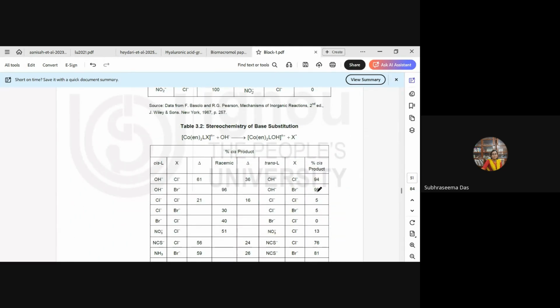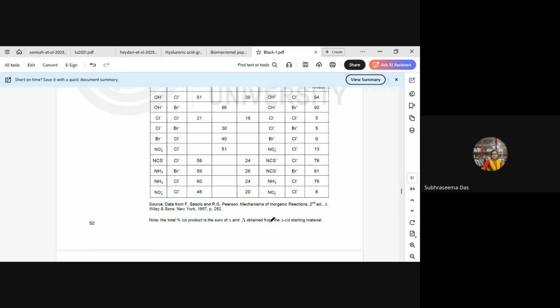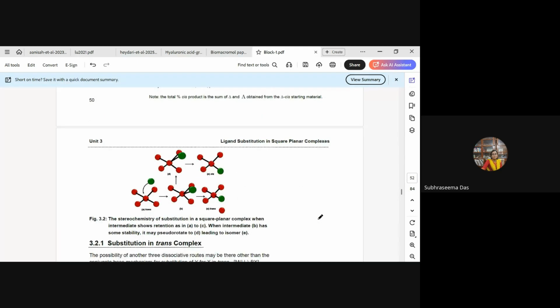Here in table 3.2, this is the stereochemistry of base substitution. When we have this L and OH goes in, X is removed, and the OH is substituted into the coordination sphere. Here there is also the possibility of a racemic mixture. Apart from cis and trans, the racemic mixture is also obtained. So the total cis percent can also be calculated from the starting material.